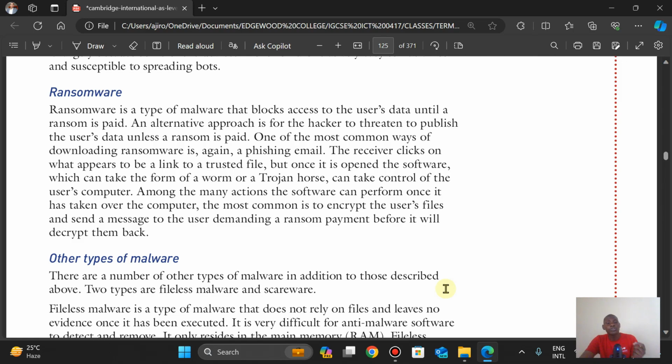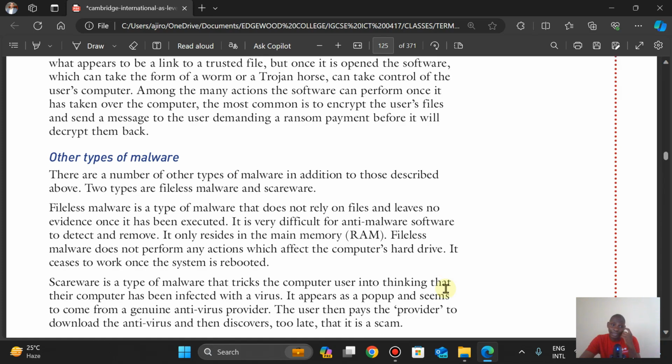One of the most common ways of downloading ransomware is again through phishing emails. The receiver will click on what appears to be a link to a trusted file, but once it opens the software, which can take the form of a worm or a Trojan horse, it takes control of the user's computer. Among the many actions the software can perform once it has taken over the computer, the most common is to encrypt the user's files, so you don't have access to your files, and it sends a message demanding ransom payment before it will decrypt them back.